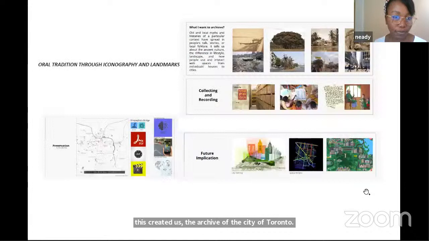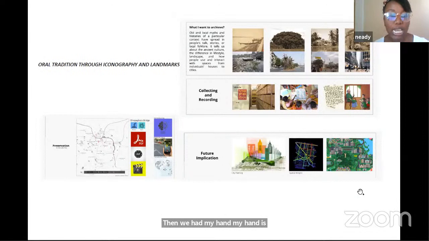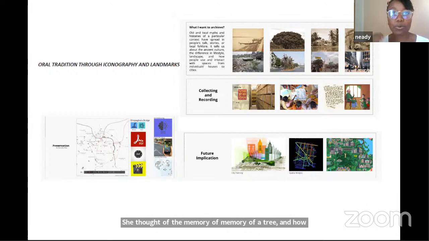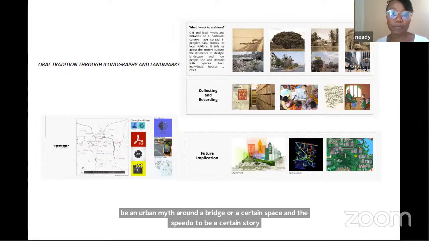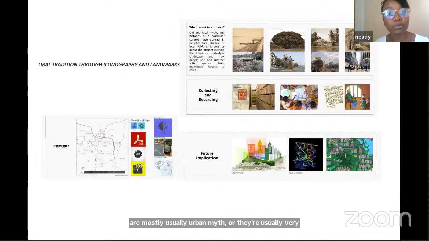Then we had Nahean. Nahean is from Bangladesh, and she thought of the memory of a tree, and how within different locales there's, for example, a story related to a tree or a bridge, an urban myth around a bridge or a certain space. Because these stories are usually urban myths, or very oral and tradition based, she thought of having an archive of sorts of this.